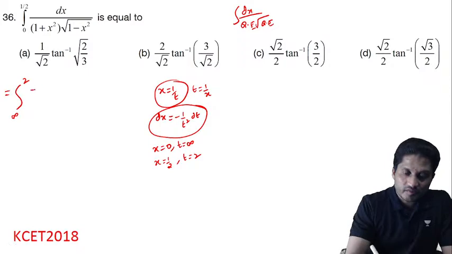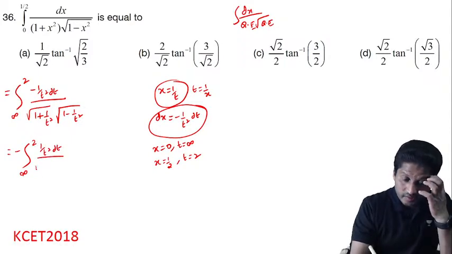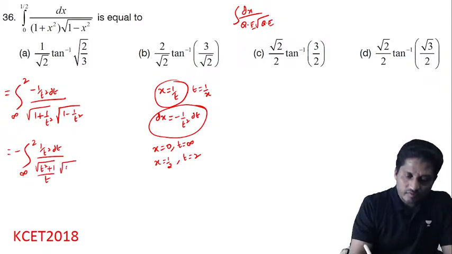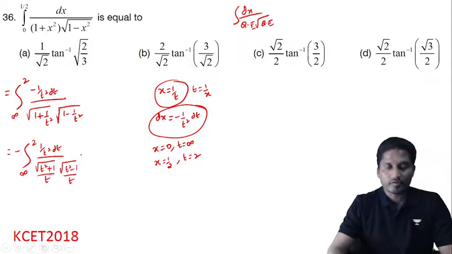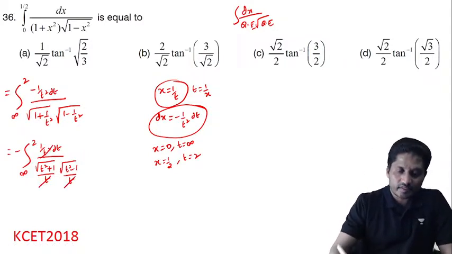dx is equal to minus 1 by t square dt. Root of 1 plus x square, with x equal to 1 by t, so 1 by t square. Root of 1 minus 1 by t square. So this is minus integration of infinity to 2, 1 by t square into dt. If I cross multiply, you get root of t square plus 1 divided by t. I'm taking out root of t square minus 1. T square is under the root, take out, you get t only. Now this t will cancel with t square.